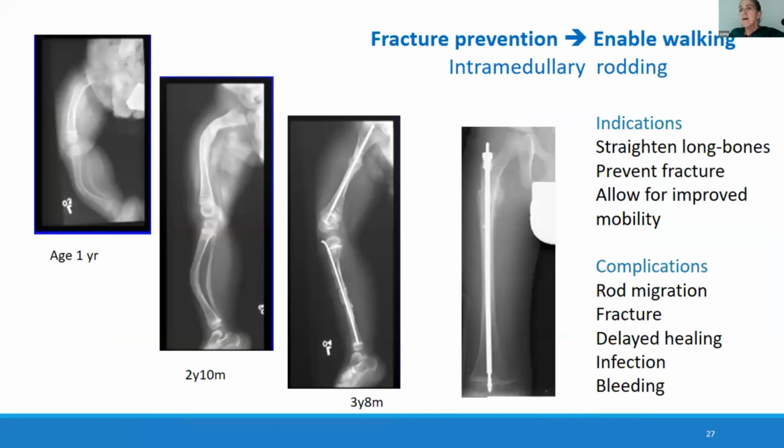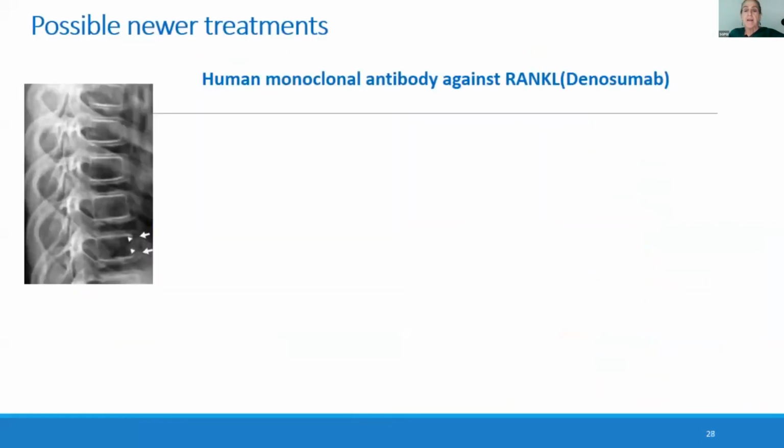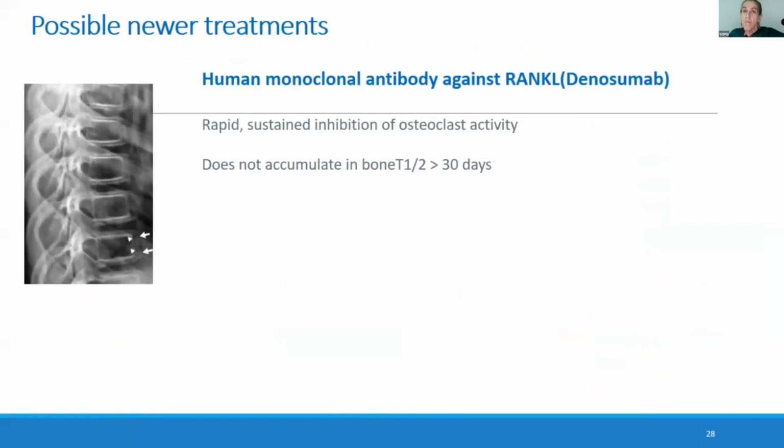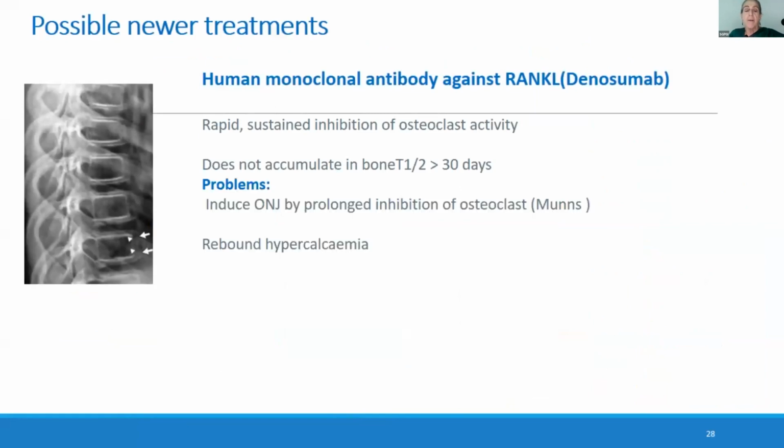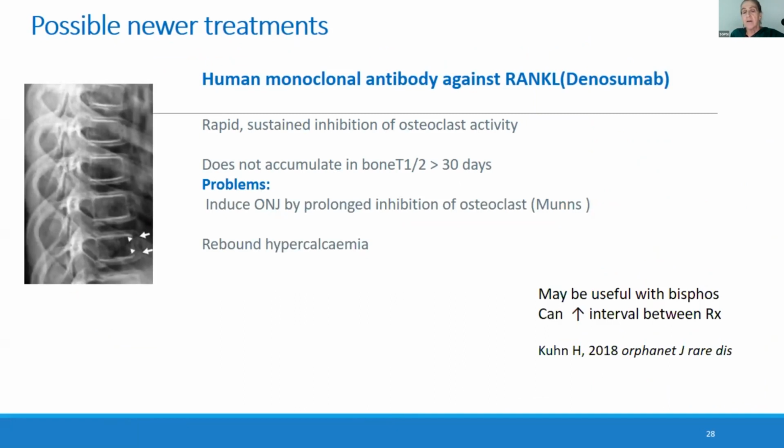You need to have the best quality orthopedic devices for intramedullary rodding, problems being rod migration and fracture and delayed healing. So you need a Fassier-Duval rod or something similar that will expand as the child grows. It may be the more recent uses of denosumab and other drugs as well, as I mentioned.